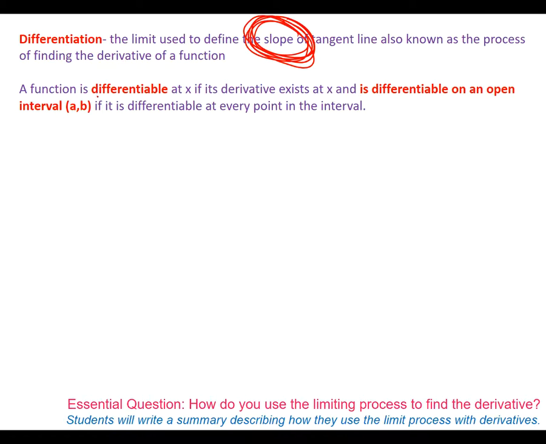Then they give us some information about it being differentiable. It exists if it is differentiable on an open interval, if it's differentiable at every point in it. We're going to see some places eventually where it's not differentiable.